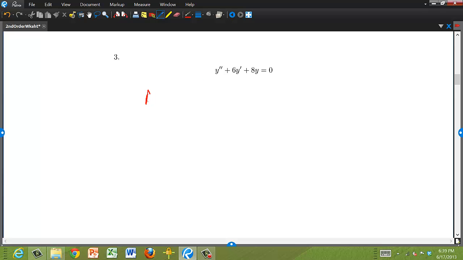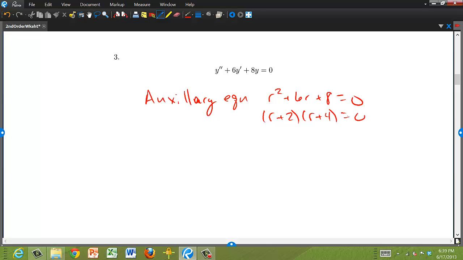Let's see again the auxiliary equation for this problem will be r squared plus 6r plus 8 equals 0. That one should factor as r plus 2 times r plus 4 equals 0. So we have roots negative 2 and negative 4. So our general solution is y of t equals c1 e to the negative 2t plus c2 e to the negative 4t.